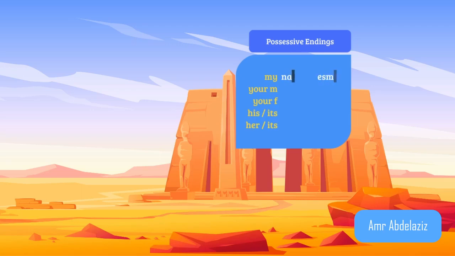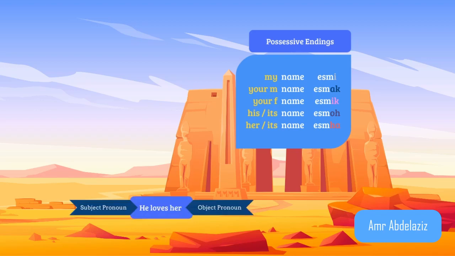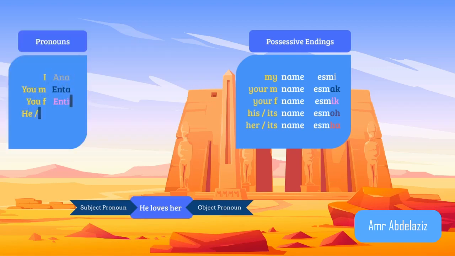For example, اسمي, اسمك, اسمك, اسمه, اسمها. And the other two types of the pronouns in English are the subject pronoun and the object pronoun. And let's take an example to demonstrate it. In English, for example, if I say, he loves her, he is the subject pronoun. Her is the object pronoun. And the equivalent of the subject pronoun in Arabic is أنا, أنت, أنتي, هو, هي.